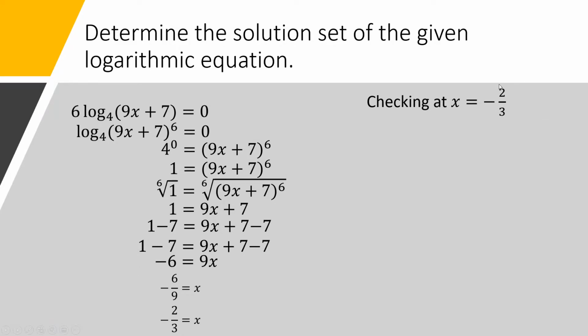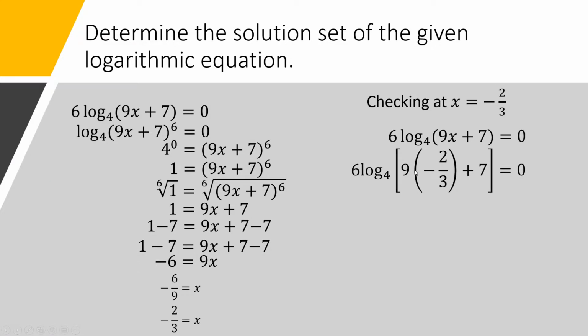Now, we have to substitute the negative 2 over 3 in our given logarithmic equation. So that's the original equation. Substitute the negative 2 over 3. And then, of course, 9 divided by 3 is equal to 3. Then 3 times negative 2 is equal to negative 6. So I repeat, 9 divided by 3 is equal to 3, times negative 2 is negative 6, plus 7.